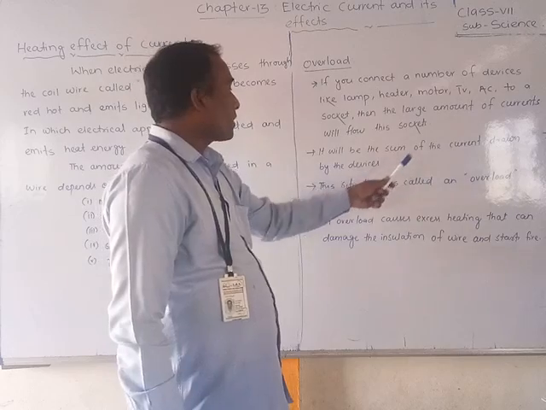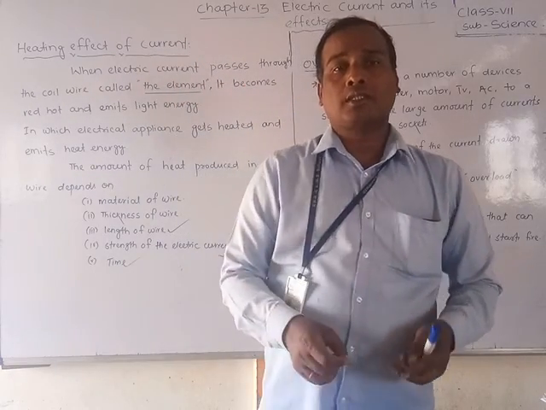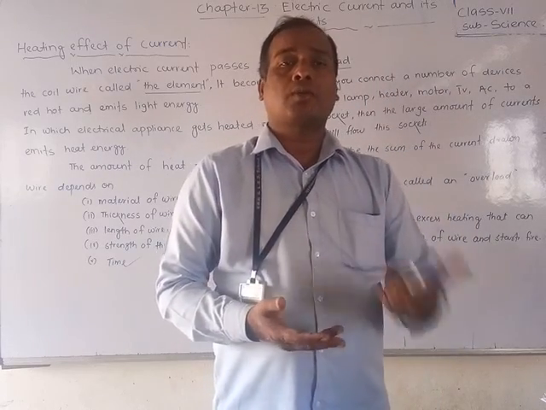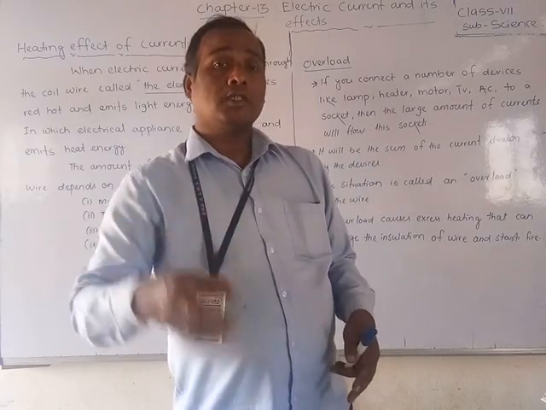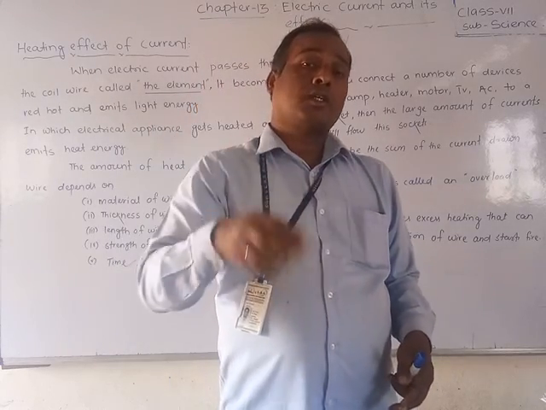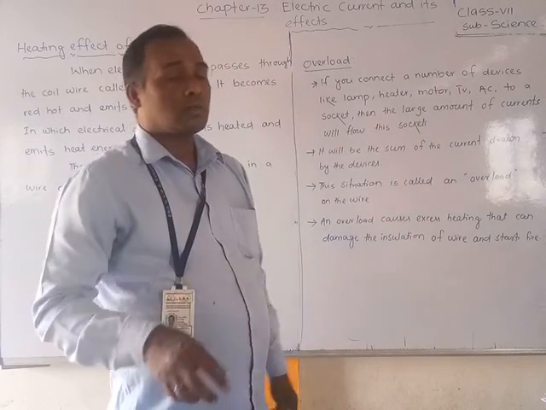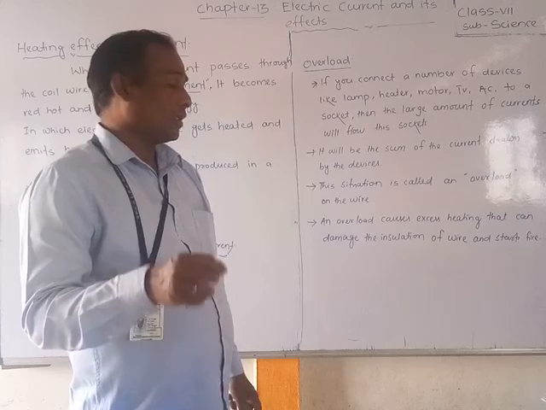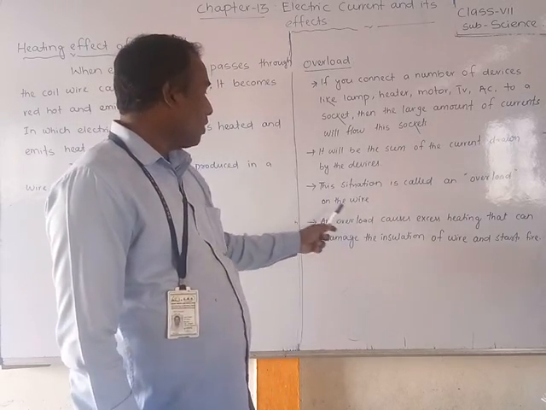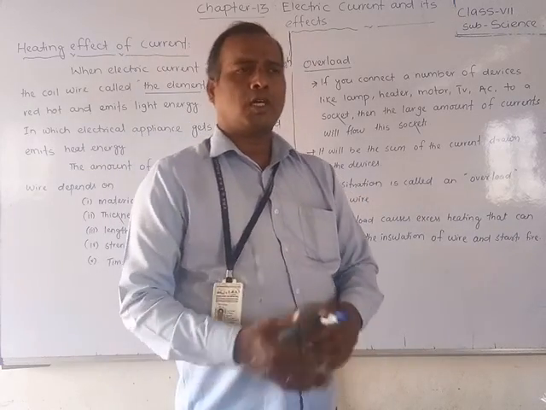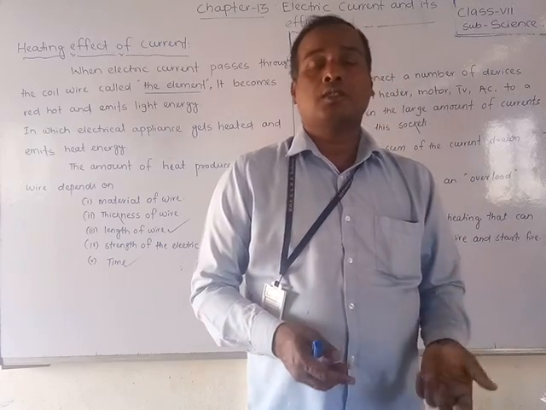It will be the sum of the current drawn by the devices, however many devices you are using in that circuit, whether fan, TV, AC, computer, whatever. That total current is equal to the current flowing in the circuit in that board. This situation is called an overload of the wire. This is called overload. That means if you use more current than the wire needs to carry, then surely it is called an overload.